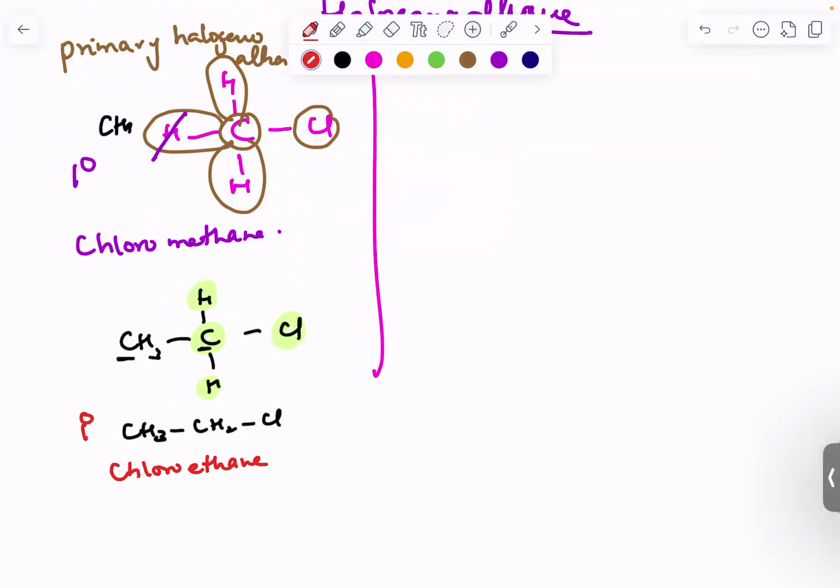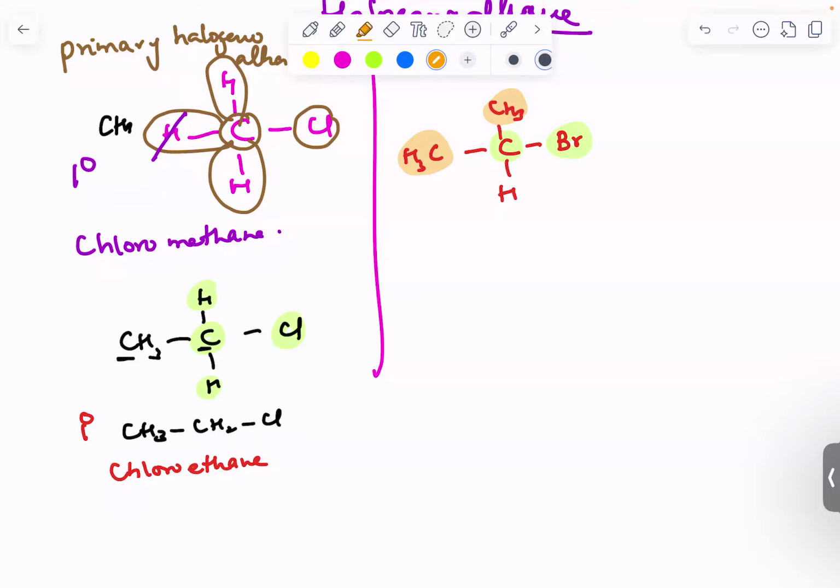Now comes the secondary halogenoalkane. Now I am changing it with Br, then C, now CH3, and H. This is an example of a secondary halogenoalkane. Why? Because the bromine is linked to the carbon, which in turn is linked to two CH3 groups. So this is called a secondary halogenoalkane.